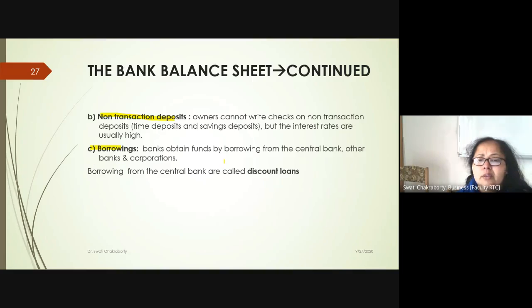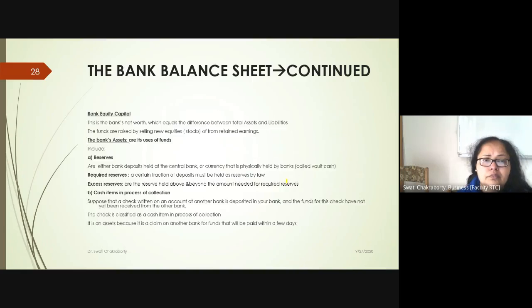Borrowings. Banks obtain funds by borrowing from the central bank, other banks and corporations, right? We have discussed earlier that borrowing from the central bank is called discount loans, right? Bank equity capital, which is the bank's net worth, the difference between total assets and liabilities. The funds are raised by selling new equities, that is stocks, or from retained earnings.